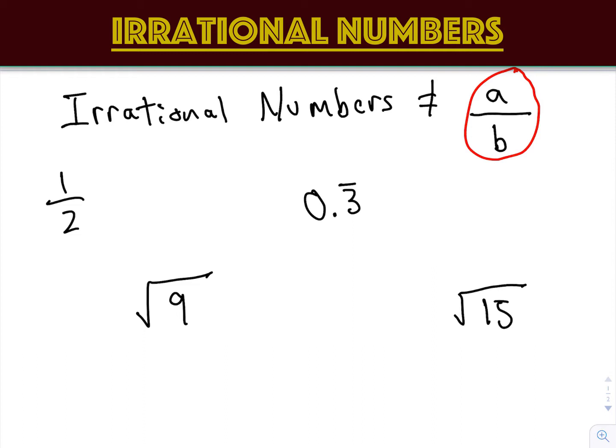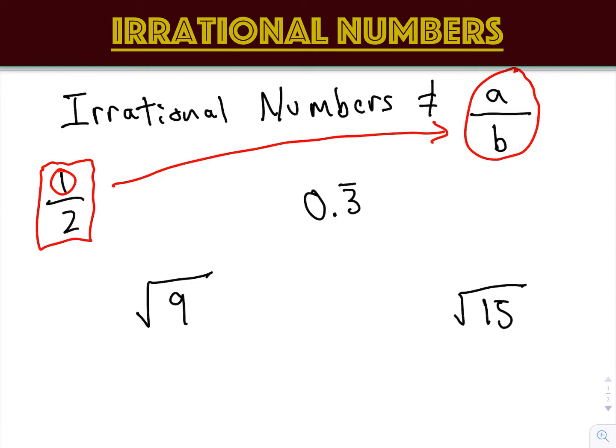So our first one is 1/2 right here. And I bring this up just because it is already written as a ratio. When we say that it needs to be able to be simplified to a ratio, it means I'm able to simplify it down to a fraction where it's some amount of numerator over some amount of denominator. So in this case, 1/2 is the ratio, and therefore this is rational.